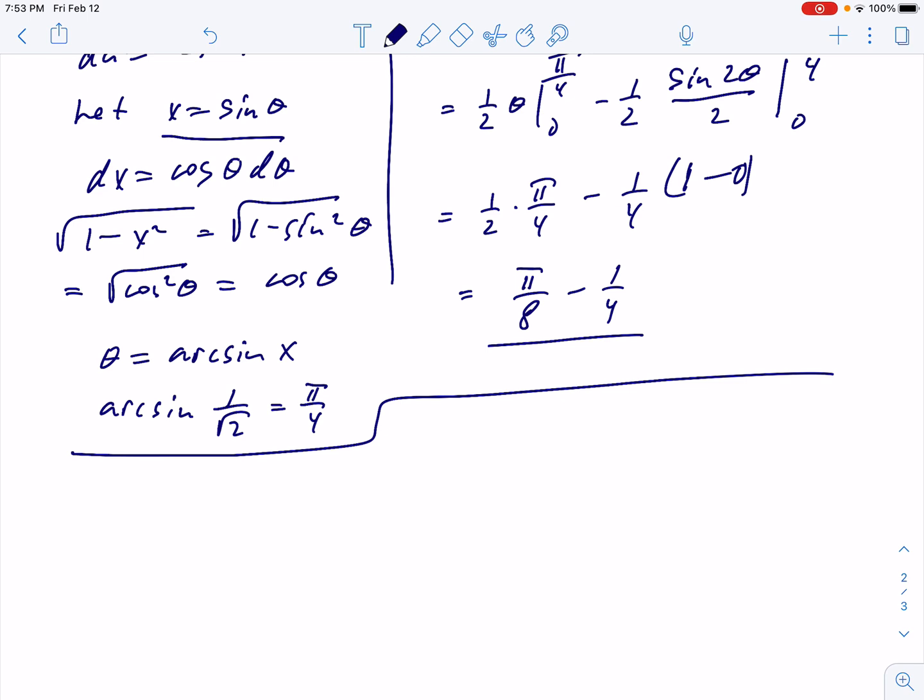It's a mistake just to work without limits here, change x to theta with no limits and then return to x. That's messing up several things. That's not correct mathematically.